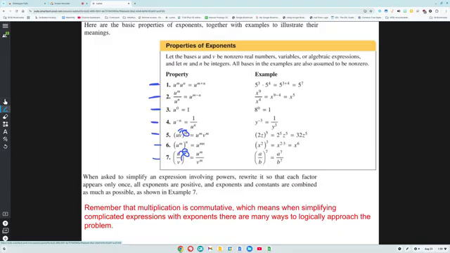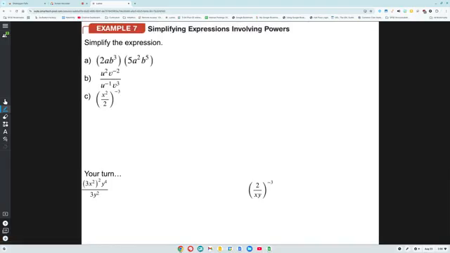Okay. When asked to simplify an expression involving powers, rewrite it so that each factor appears only once, all exponents are positive, and exponents and constants are combined as much as possible, as shown in example 7, which we'll do here in a second. I do really need to emphasize this to you: because multiplication is commutative, and we're looking at simplifying complicated expressions that have exponents, and exponents just mean multiplying a bunch of times, there are so many logical ways to attack these. So the way I think through these problems may or may not be the same way you would think through the problems. There's nothing wrong with that.